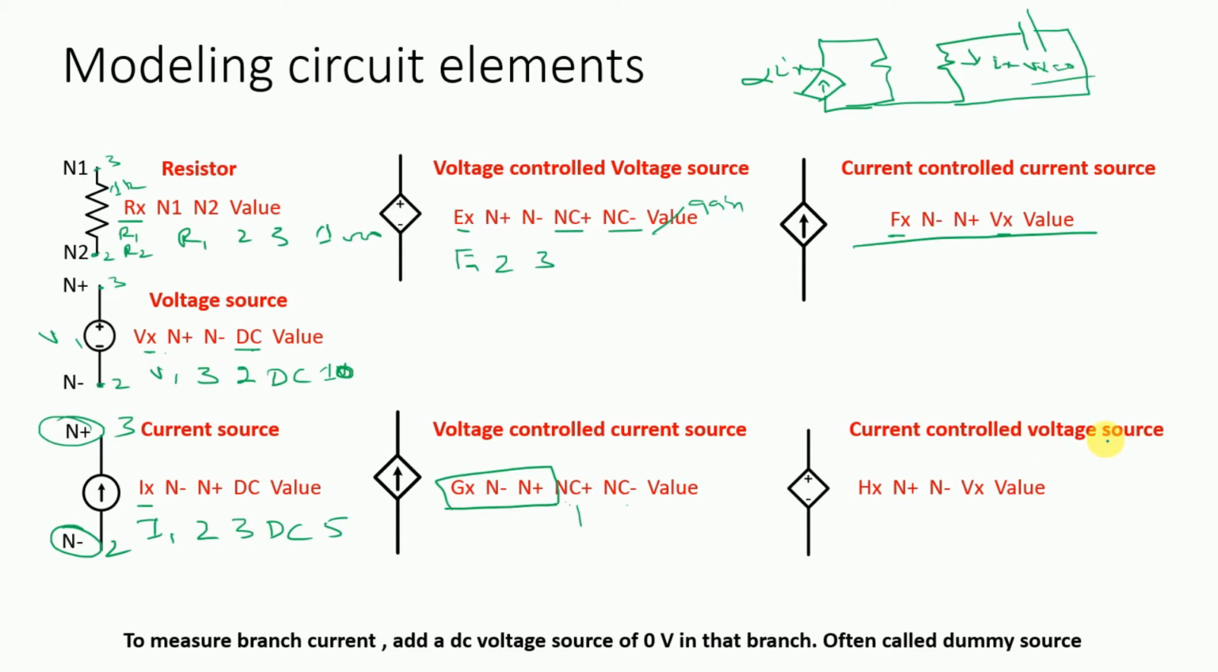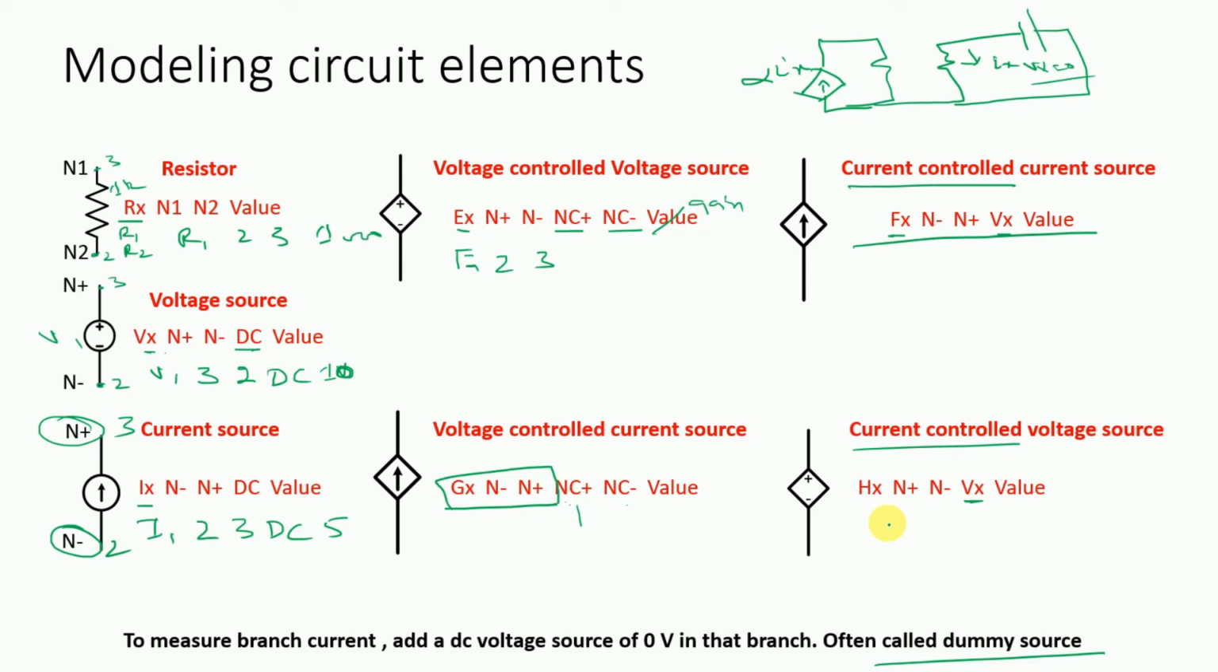And the last one is a current controlled voltage source. Again, anything which is current controlled, we require a dummy voltage source there. That dummy source is designated with this Vx. So you have to actually write down these particular syntaxes if you want to simulate any given circuit.